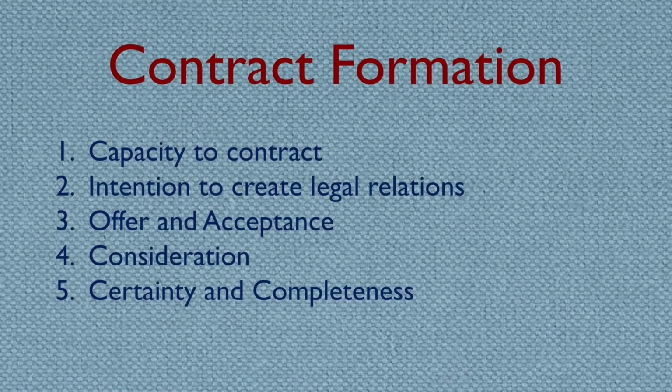To make a contract, 5 elements have to be sorted. First, you have to have the capacity to make a contract. Second, you must intend to create legal obligations. Third, there must be agreement on the terms of the contract. Fourth, there must be what we call consideration, which means you give something to get something. And finally, the contract must be sufficiently certain and complete. Let's look at each of those in turn.